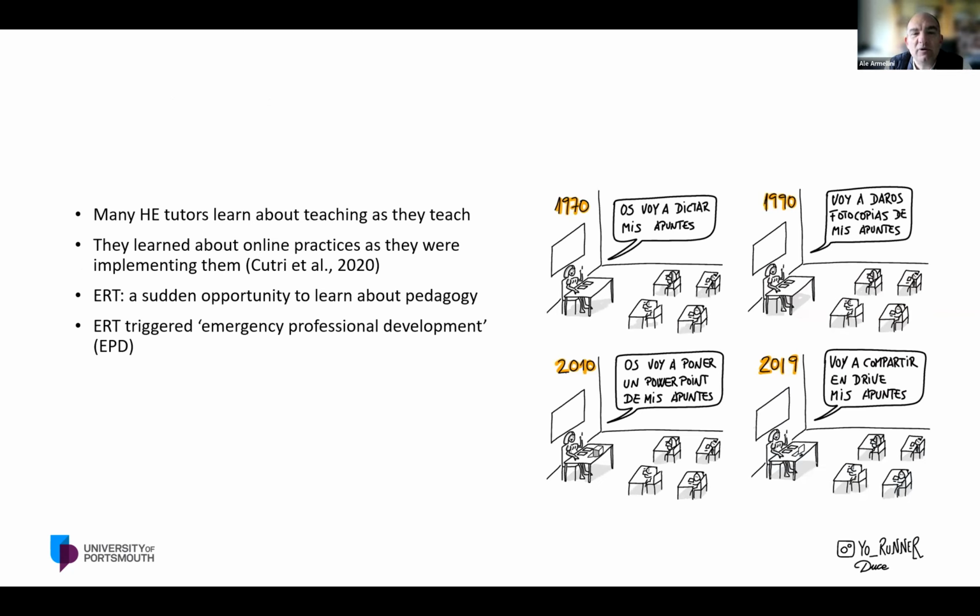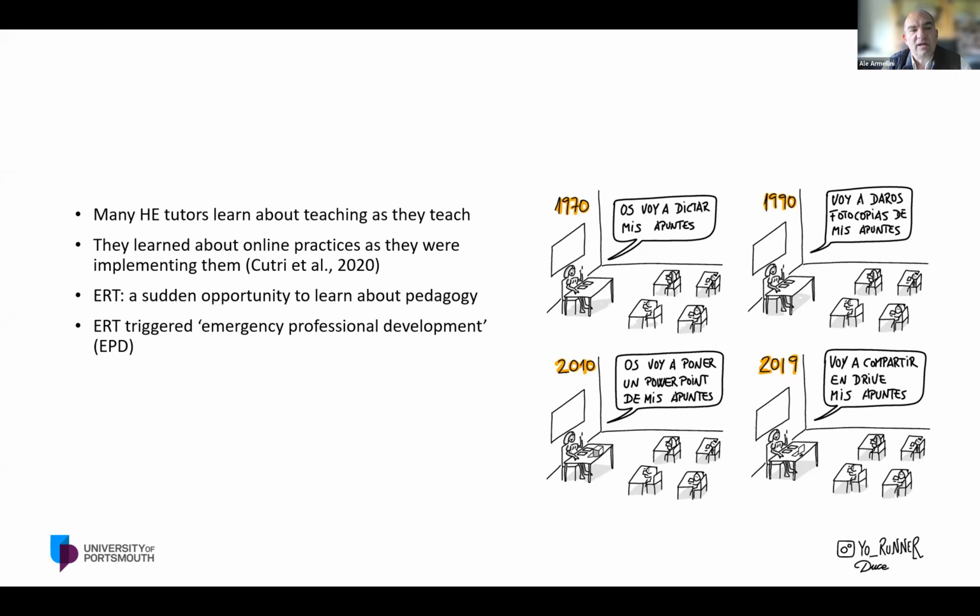1970, it says: I will dictate my notes. 1990: I will give you photocopies of my notes. 2010: I will give you my notes on a PowerPoint slide. And 2019: I will share my notes on a drive. The technology changes, the teacher-centered, content-centric approach doesn't. This is the sort of thing we need to tackle.